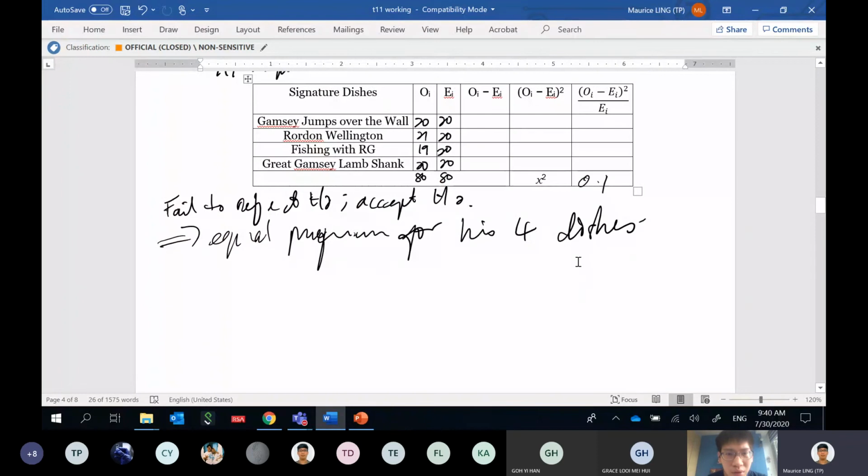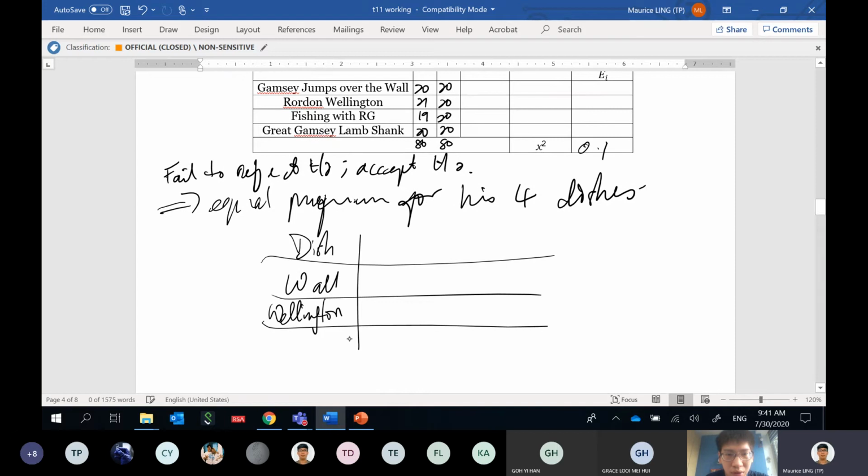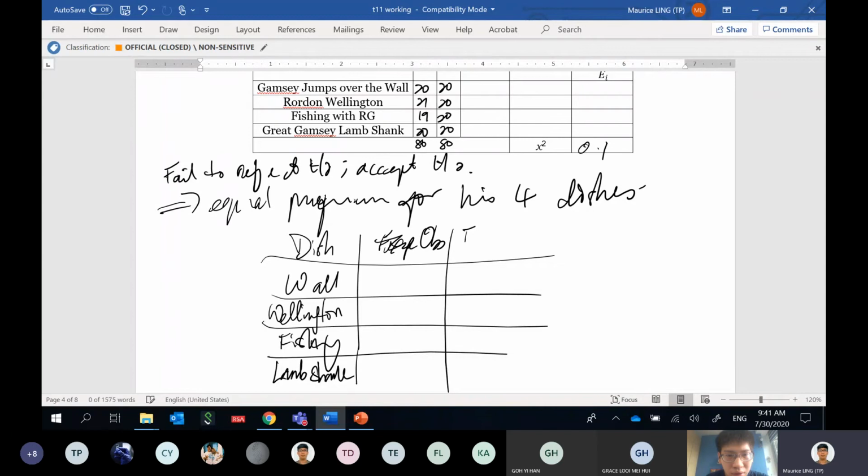If you actually do this, let's say you have 4 categories here, 1, 2, 3, 4, and so on. Okay, so dish, and then we say that this is the Wellington. Hopefully you know what is Wellington. It's actually very nice to eat. Just that these days I don't take beef anymore, so this is the fish. Okay, this is the lamb shank. Lamb shank is also very delicious. Okay, so this is the expected. This is observed. This is expected.